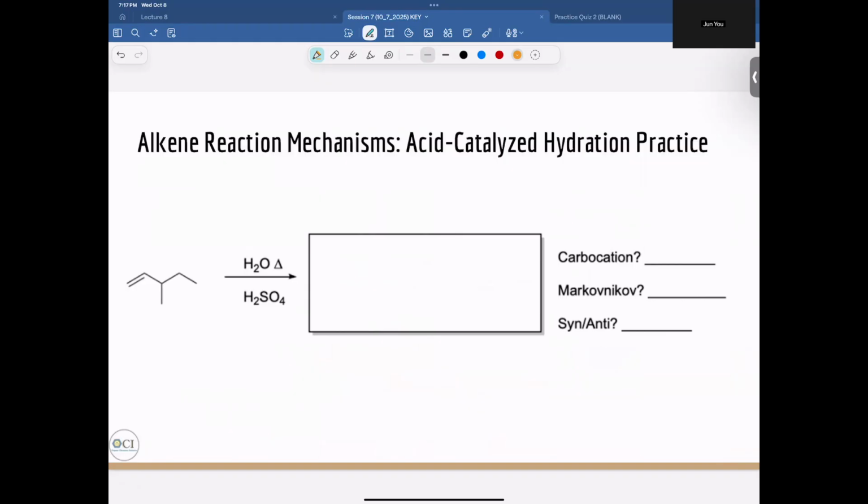All right, for this one, draw the product. And then tell me if it is a carbocation, if it's Markovnikov or anti-Markovnikov, and then if it's syn or anti. It'll probably be easier if you identify if these have the 3 requirements there first, and then draw the products, because those 3 things affect how your products might look.